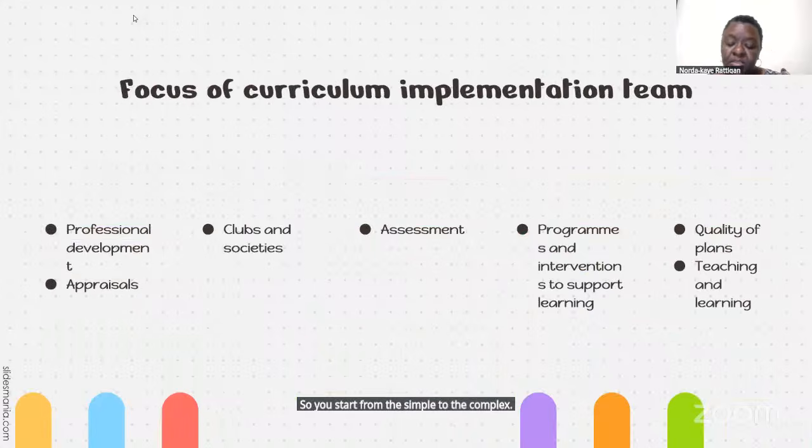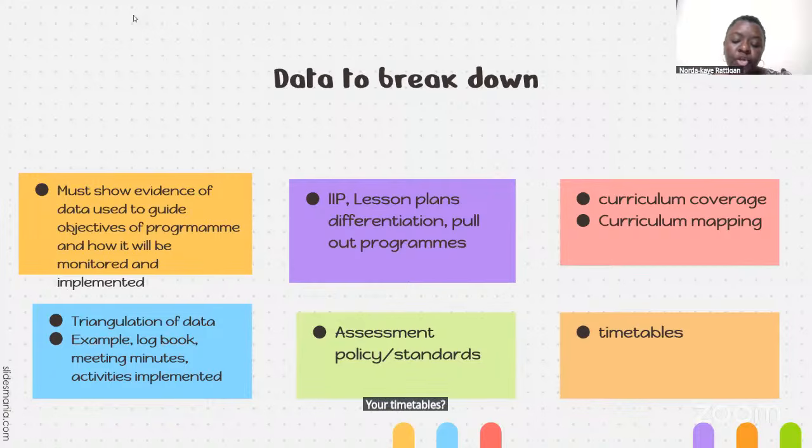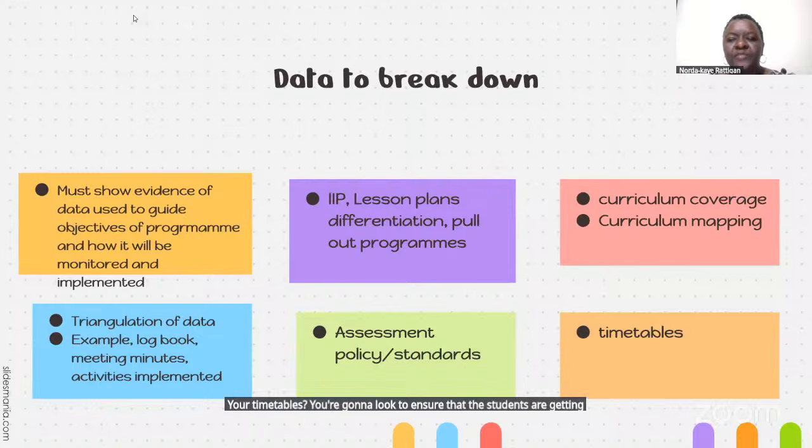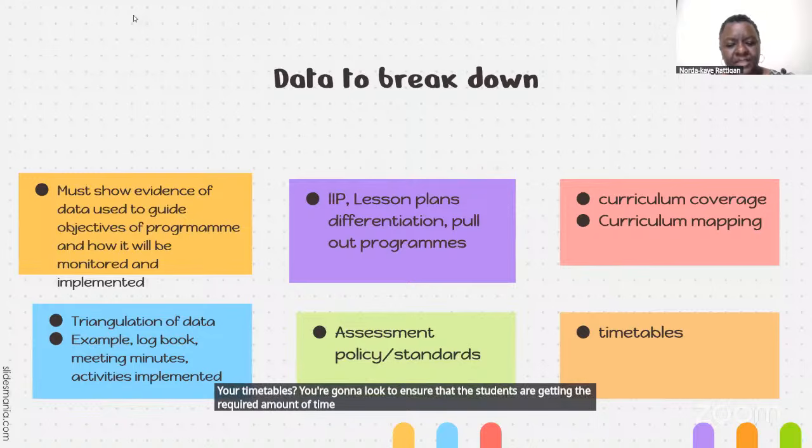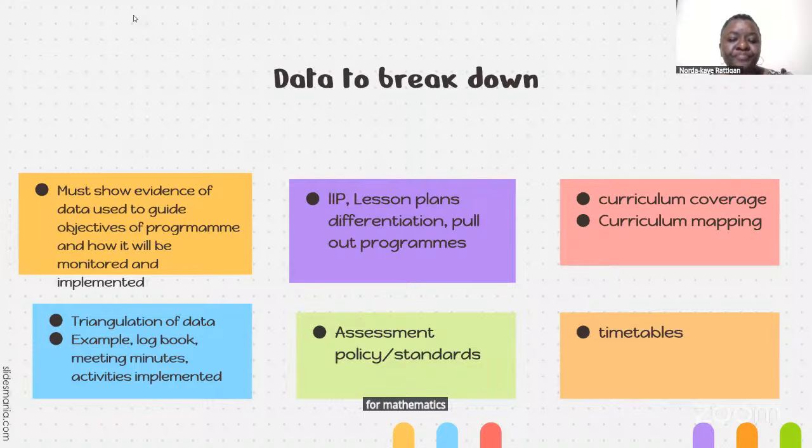Your timetables, you're going to look to ensure that the students are getting the required amount of time based on the subjects. So if they should get 5 hours of mathematics and you have timetabled them for 3, it means that they're not getting enough time for mathematics based on ministry standards. So things like those you will look at.